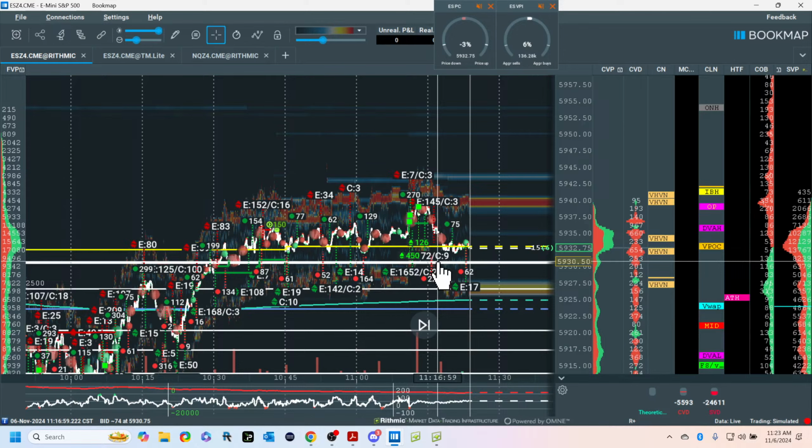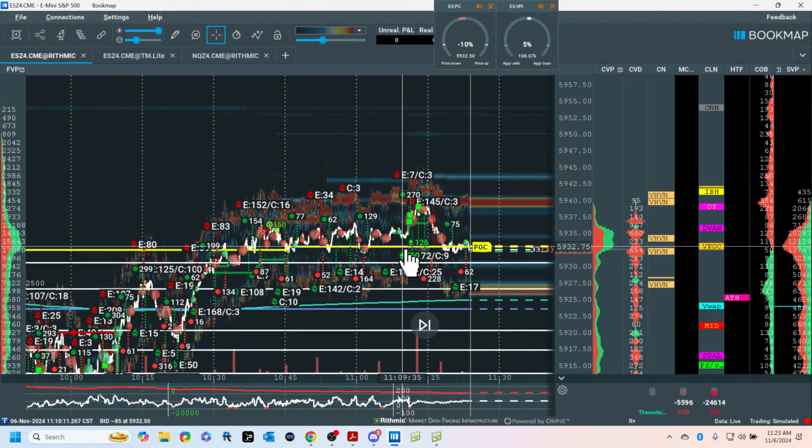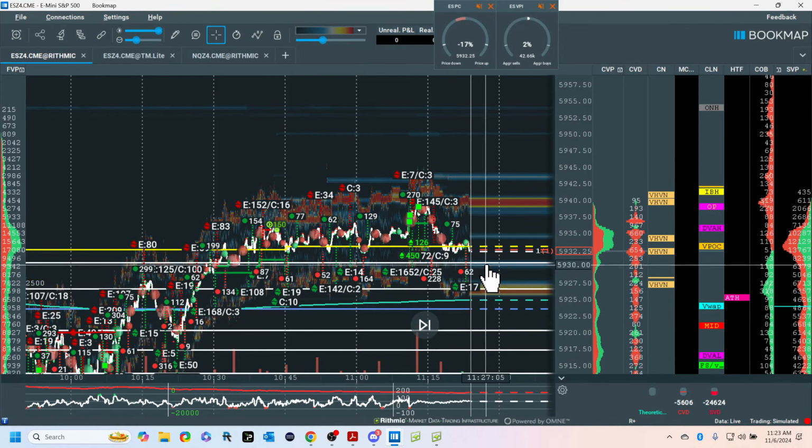Alexander, the VPOC is not support for a long. It is a retail price. If you're talking about mean reversion, yes, this is the retail price.